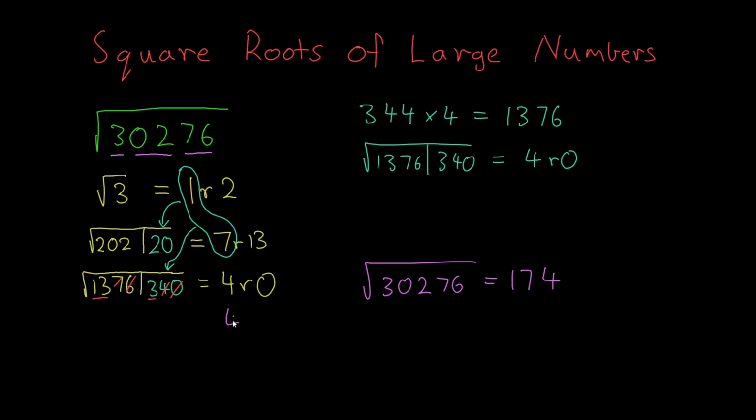Okay, so obviously if we had gotten 4 remainder 1 here, we would need R1 here. And in that case, the decimal expansion of this square root would be 174 plus a little bit more to account for this remainder. But we don't need that in this case.